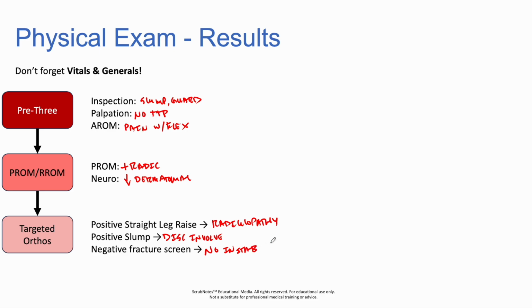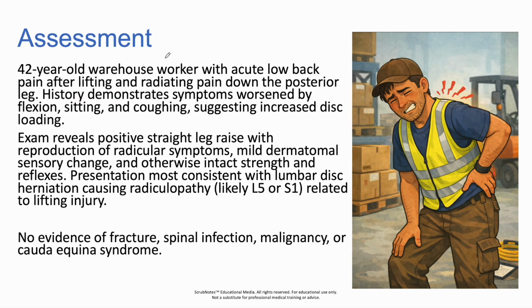When we follow the framework, the pre-3, neurological screen, and targeted orthos, the pattern strongly suggests lumbar disc pathology affecting the nerve root. So, putting everything together, we have a patient with acute low back pain after lifting and radiating pain down the posterior leg.